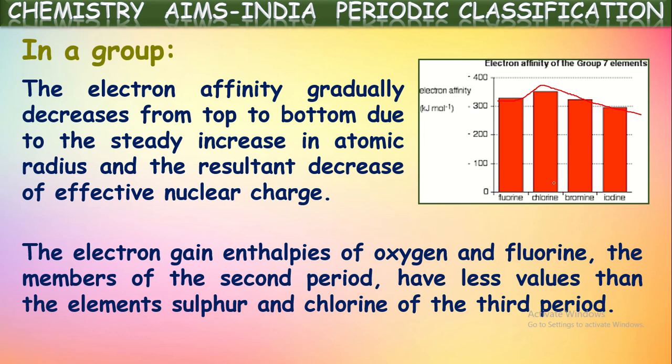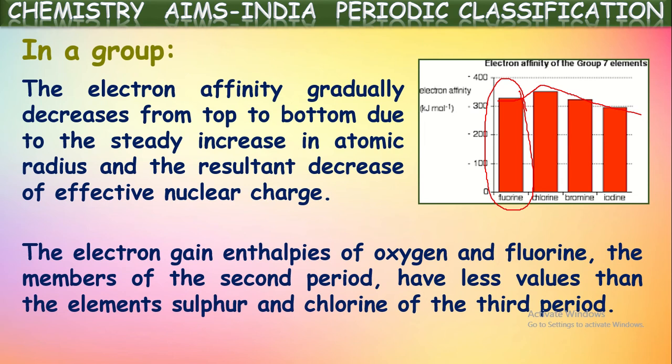There is a reason: these first elements have smaller size. Not only in this group, in the chalcogen group also, oxygen, sulfur, selenium, tellurium and polonium. Actually it should decrease from oxygen to sulfur and then selenium, tellurium and polonium. But from oxygen to sulfur, it increases. Sulfur has greater electron affinity than oxygen. From then again it decreases down the group.